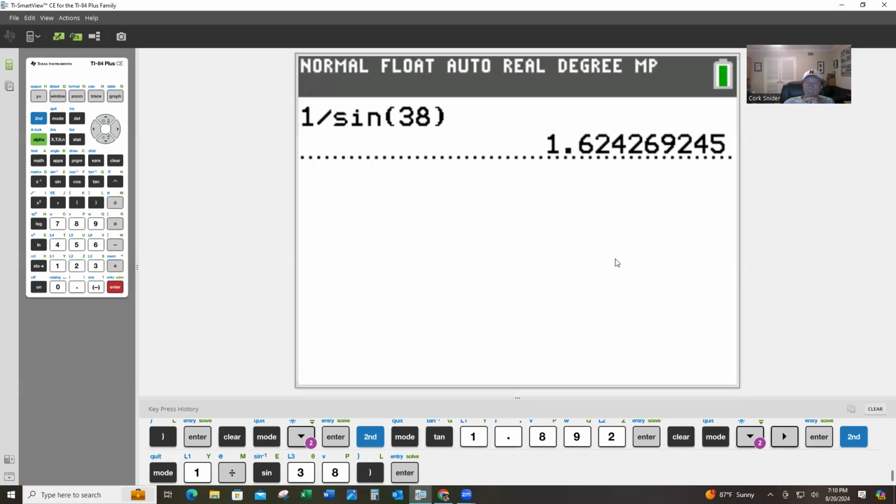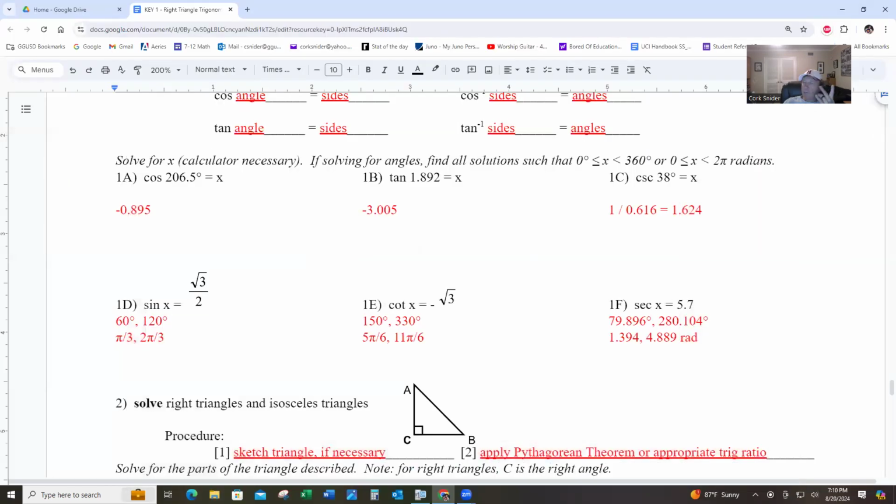1.624. Okay, 1.624. All right, great. Okay. And this depends on how you're using your calculator. All right, this one's a little tricky. We're going backwards now. This time we're going backwards.